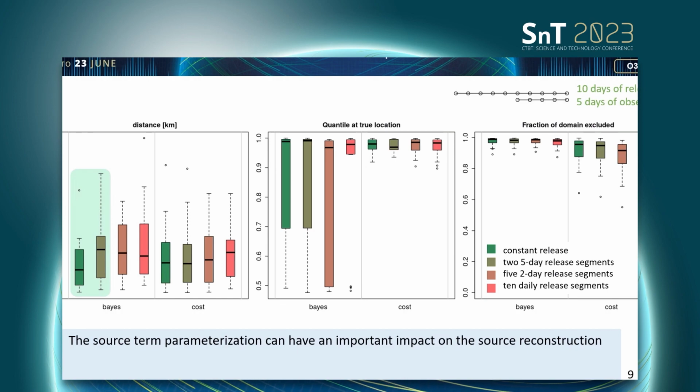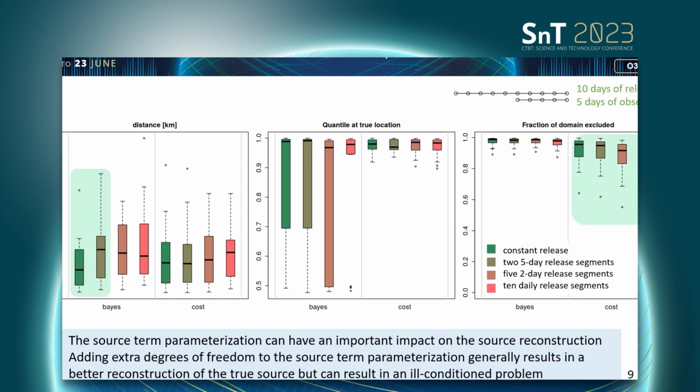So first of all, the source term parameterization can have an important impact on your source reconstruction, because if we compare the first 2 results for the Bayesian approach, we can see nearly a factor 2 difference in the distance score, so this is significant. And secondly, if you add extra degrees of freedom to the source parameterization, it will generally result in a better reconstruction of the source, but also it will make the problem more ill-posed. And this can be seen because the fraction of domain that you can exclude decreases by increasing more degrees of freedom, which is what you expect.